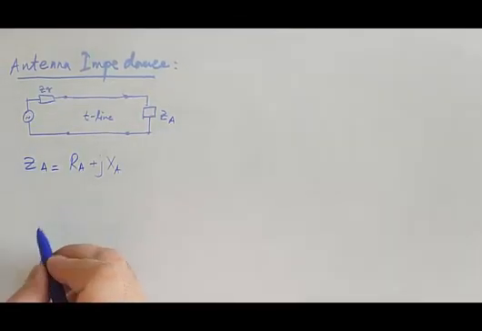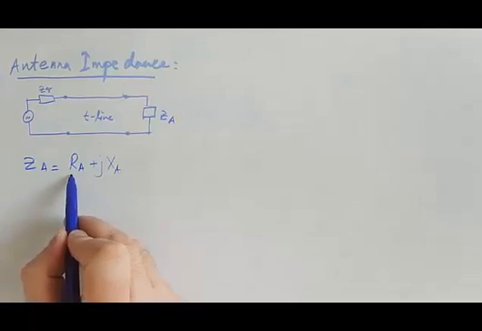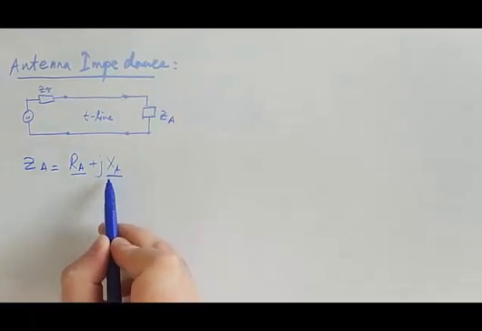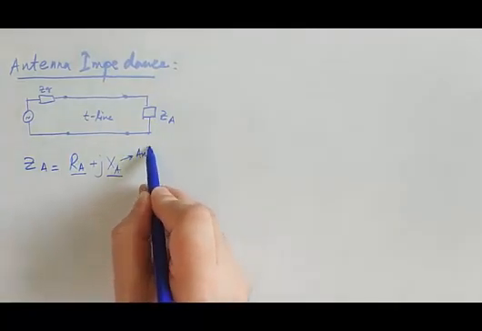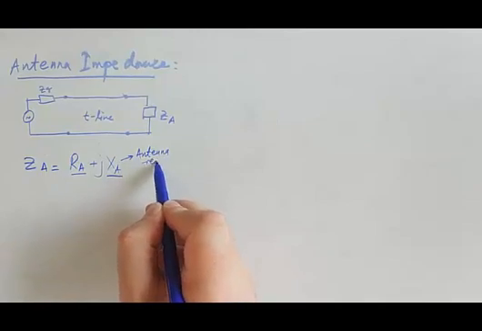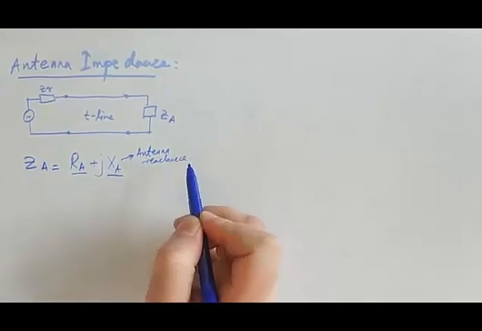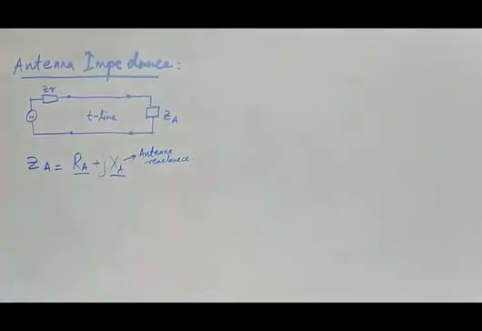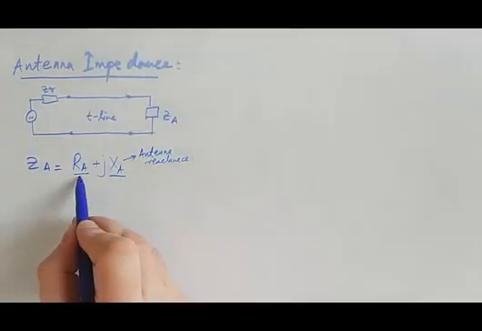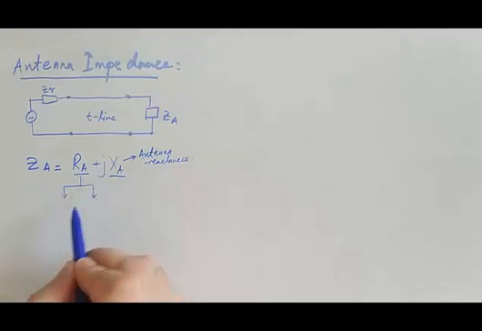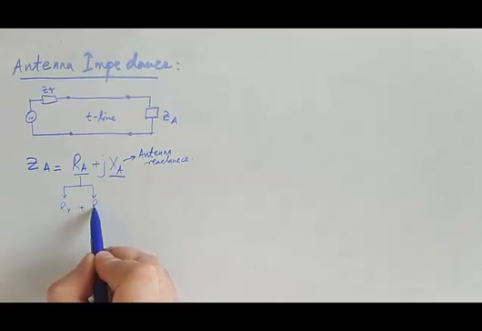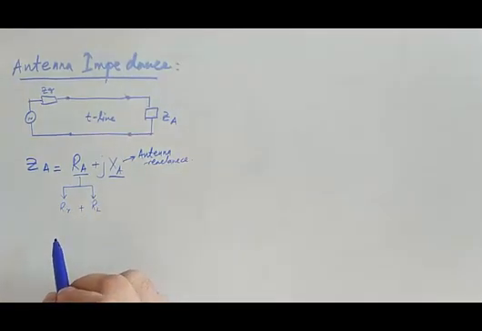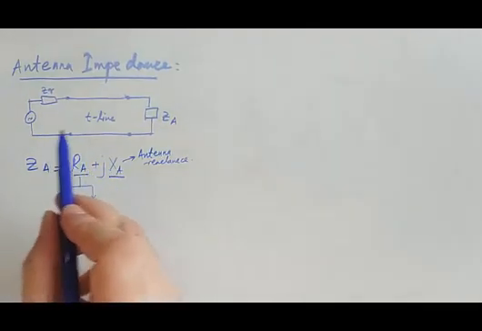So antenna impedance is actually a combination of antenna resistance and antenna reactance, in fact. Let me term it as antenna reactance. Now moving further, we can say that this RA is actually equal to the combination of RR, which is the radiation resistance, and RL, which is the loss resistance. So this is how we talk about the antenna impedance.